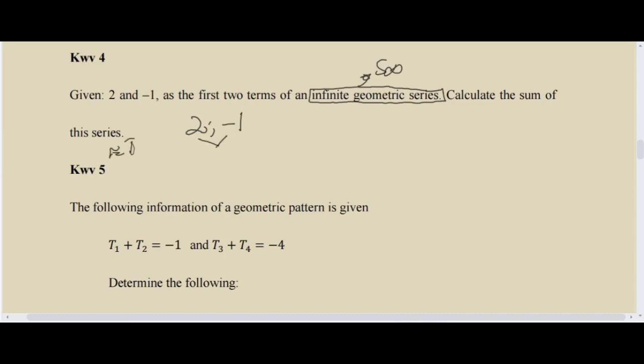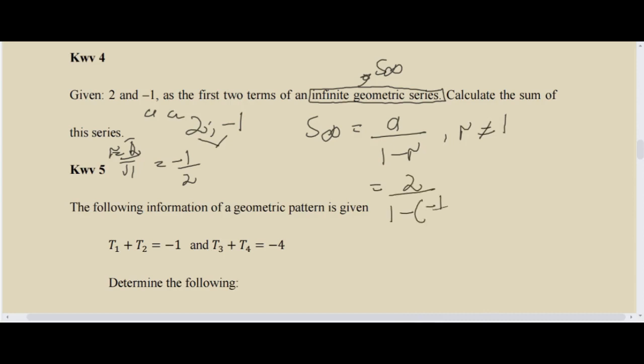So now let's calculate r. Our r we know is t2 divided by t1, so this would be -1 divided by 2, which is -1 over 2, right? We already have the value of a, which is 2, so let's calculate the sum to infinity, which is equal to a over 1 minus r, where we need to say r should not be equal to 1, right? So what is your value for a? It is 2, and then 1 minus -1 over 2, right? Then that's all that you needed to do. So this is 2 over 1 minus -1 over 2, right? And then this is equal to 4 over 3. So that's your sum to infinity.